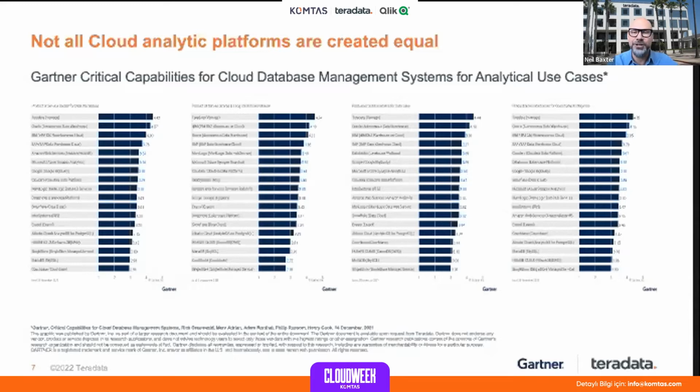It's difficult to see on screen, and I definitely recommend that you look this up. But we're very proud of the fact that Teradata finished top in every single category versus our competition. Basically, what Gartner did was take multiple use cases of a cloud database management system for analytics, and assess every vendor in those categories.